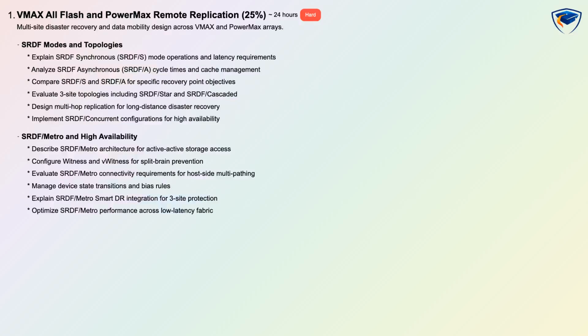The domain also covers 3 site topologies such as SRDF star and cascaded, SRDF concurrent for high availability, and SRDF Metro concepts including witness and vWitness configuration for split brain prevention and host multipathing considerations.